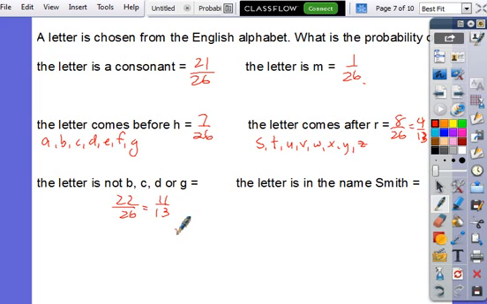The letter is in the name Smith. I got 23 over 26. How many letters are right here? 5. Wait a minute now. The letter is in this name. There's only 5 letters here, so those are the 5 that work. It's not saying it's not in that name. If it said it was not in the name Smith, then it would be the 21.